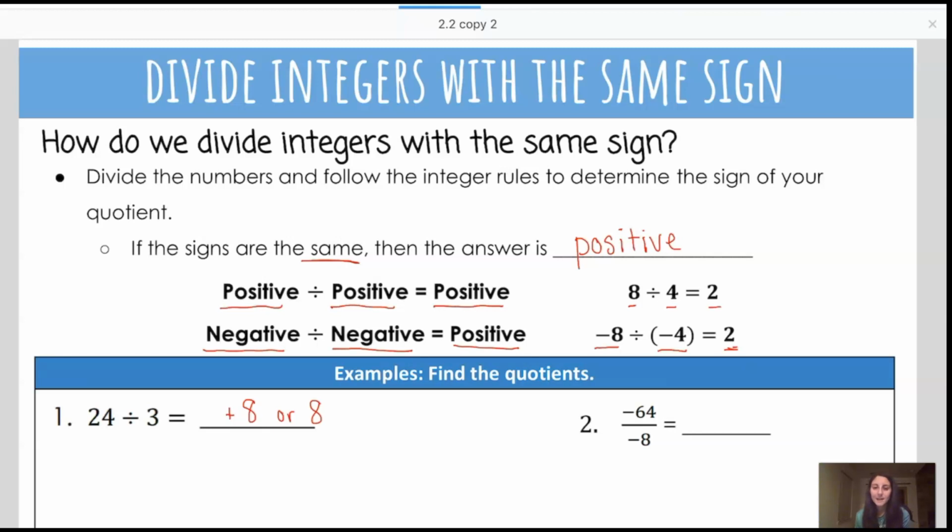Number 2 says negative 64 divided by negative 8. Remember that a fraction bar represents division. So again, that says negative 64 divided by negative 8. Well, here we have a negative divided by a negative. Those signs are the same, so our answer will be positive. And 64 divided by 8 is 8. So your answer is positive 8, or you can just write 8 because we can drop the positive sign.